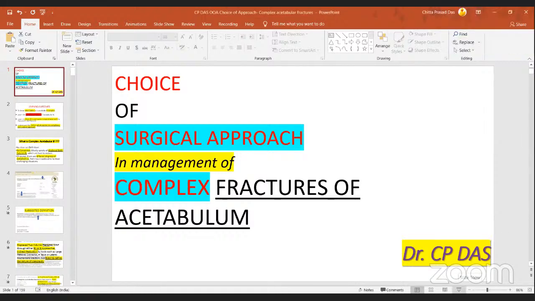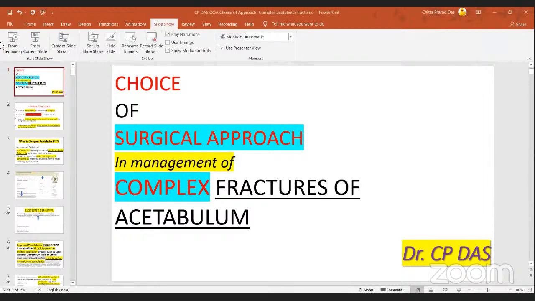So, for the benefit of all the speakers, Dr. C.P. Das is one of our internationally renowned pelvic acetabular surgeons from India. He has done excellent work in extended iliofemoral approach, and he is called all over the world to demonstrate his skills and prowess related to that. But also, he is a great teacher. He is a very supportive senior acetabular surgeon, and it will be a pleasure for all of us to hear from him.